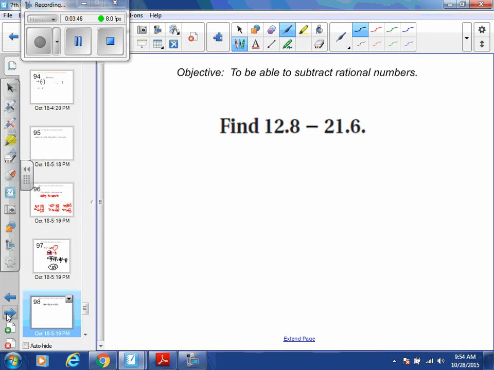All right, find 12.8 minus 21.6. So to make this the same as what we did yesterday, I would say, all right, subtraction is the same as adding. So we're going to do 12.8 plus, and then the opposite of what comes next. The opposite of positive 21.6 is negative 21.6.